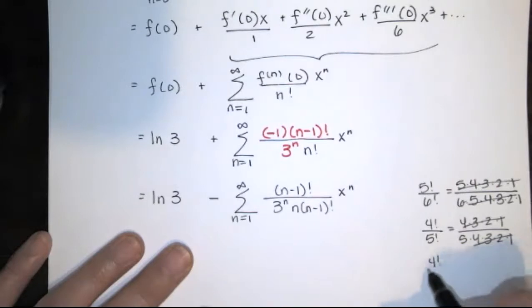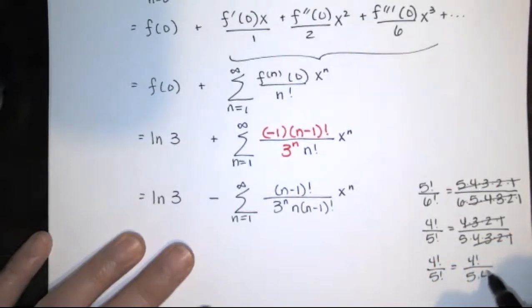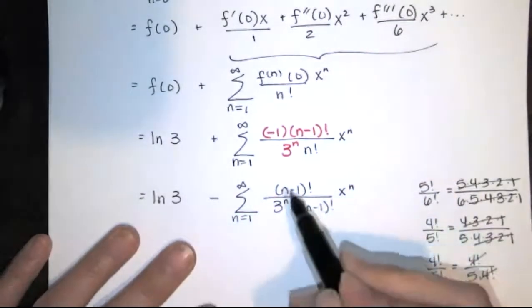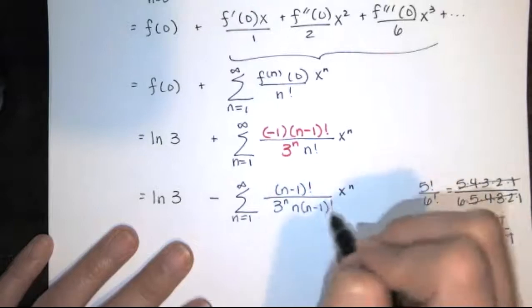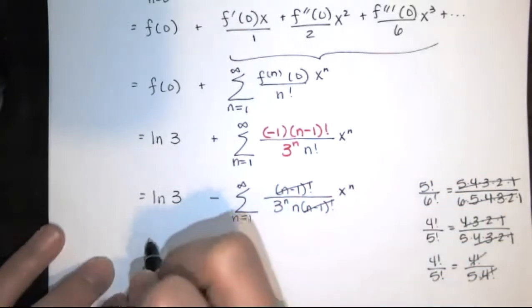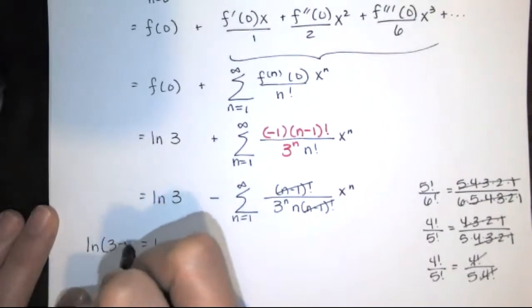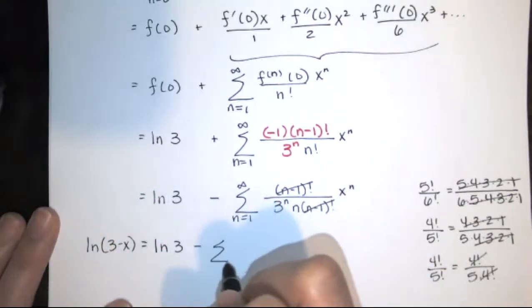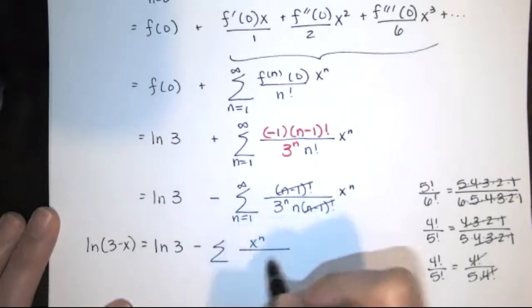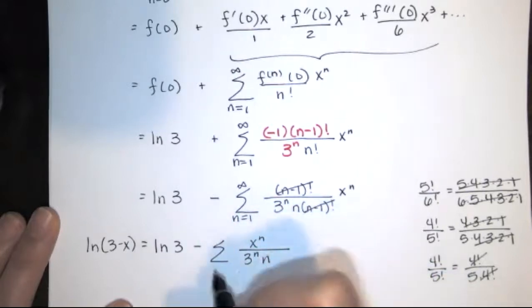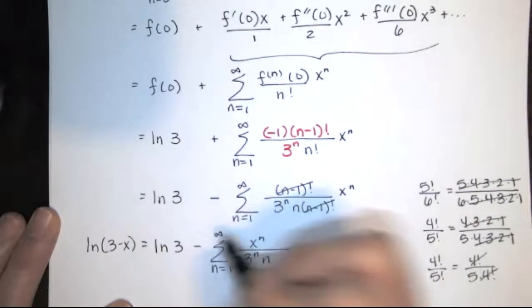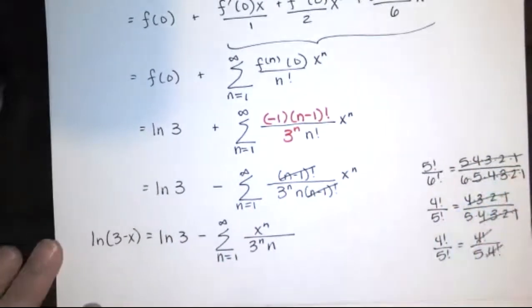So we can think of this 4 factorial over 5 factorial as 4 factorial over 5 times 4 factorial, and those reduce and we get the 5. In the same way, we've got an n minus 1 factorial here and an n minus 1 factorial there, and we get that. And so we can write our Maclaurin series for this function this way. I'll have an x to the n in the numerator, a 3 to the n, and an n in the denominator. And we're taking the sum as n goes from 1 to infinity.